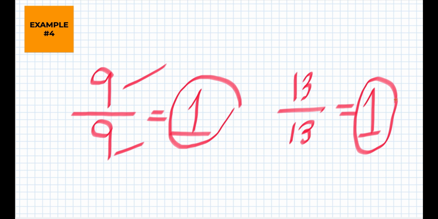Okay, that's it. So I hope you understand clearly the concept of changing improper fractions to mixed numbers.